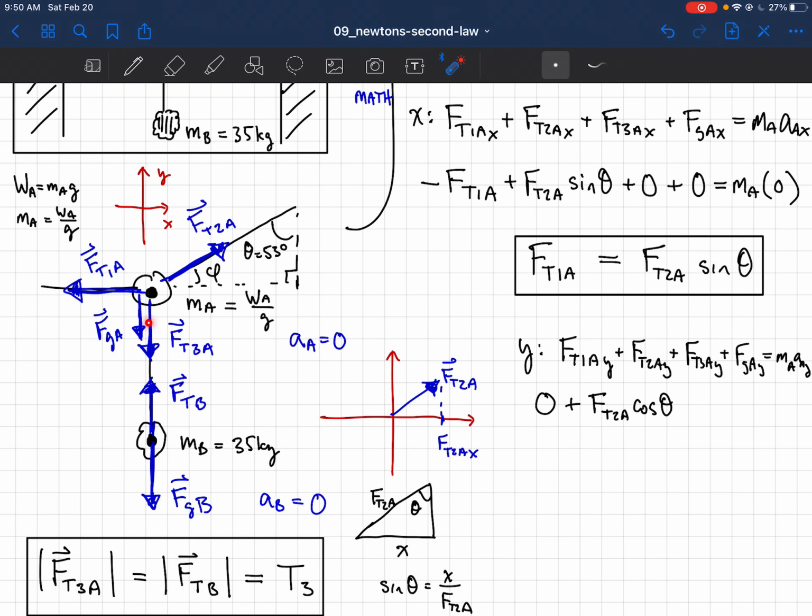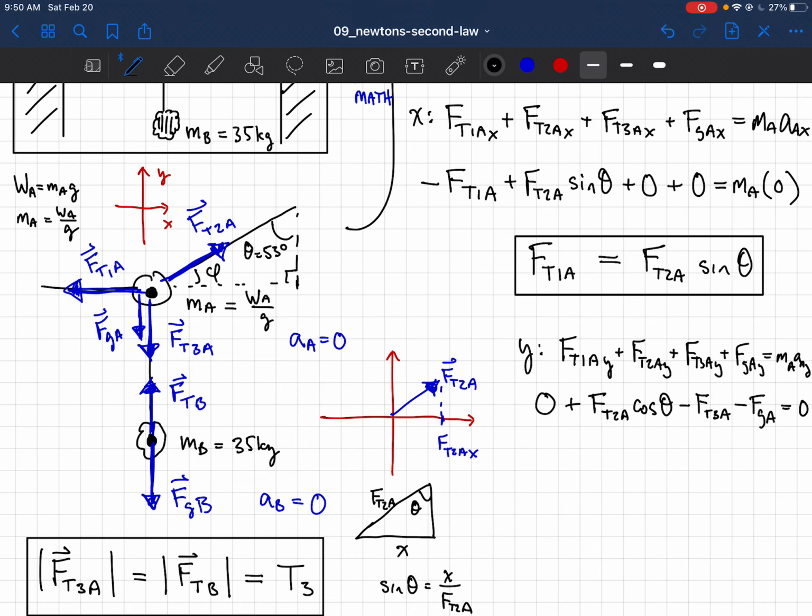F_T3,y, well, that one is no longer 0, so it's a vector that points in the negative y direction. So we write it as minus F_T3 magnitude. And F_gA,y is again in the negative y direction, so it's minus F_gA. The other side has a_y, but a is equal to 0, so that's equal to 0.